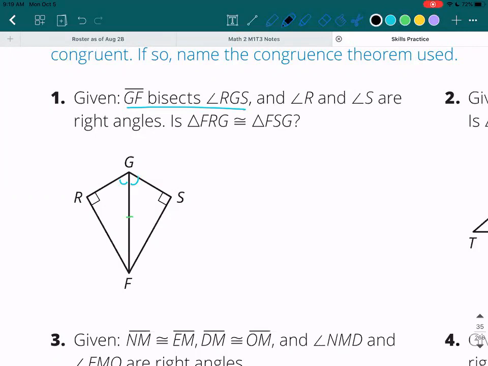So we have one angle congruent, and then a congruent hypotenuse. So we have one angle congruent, and then we have a congruent hypotenuse. Is there any hypotenuse angle theorem? Let's take a look at the notes. We have hypotenuse, we have angle. Is that the theorem?